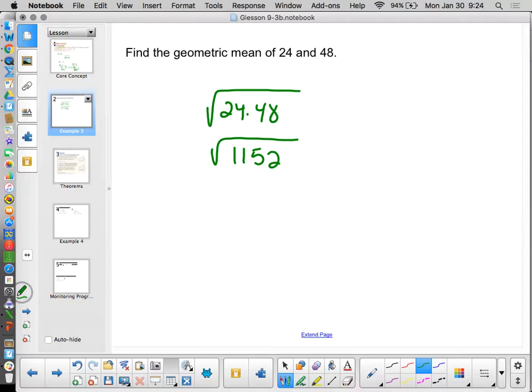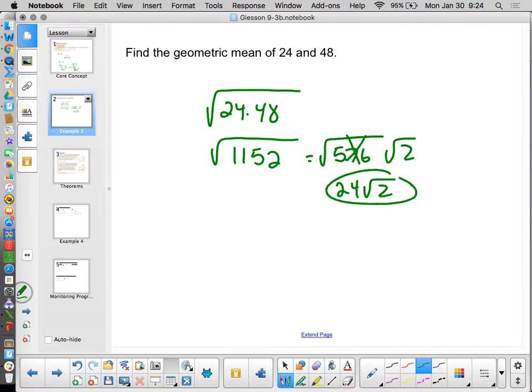And we need to simplify that. What perfect square is going to go into 1152? Well, is 1152 a perfect square by itself? We check and see. No, it's not. So we start by dividing it by 2. That's 576. The square root of 576 does work out. The square root of 576 is 24, so the answer is 24 root 2.